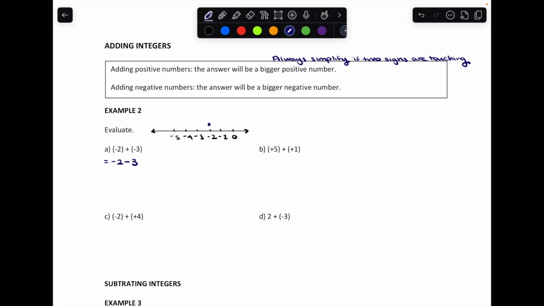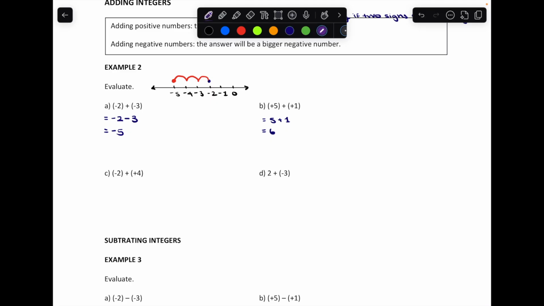And here, if we are subtracting by 3, we're moving 3 to the left. So here, 1, 2, 3. And so our final answer will be equal to -5. Here we have +5 plus +1. Positive times positive will give us positive. So here it is equal to 5 plus 1, which is equal to 6.